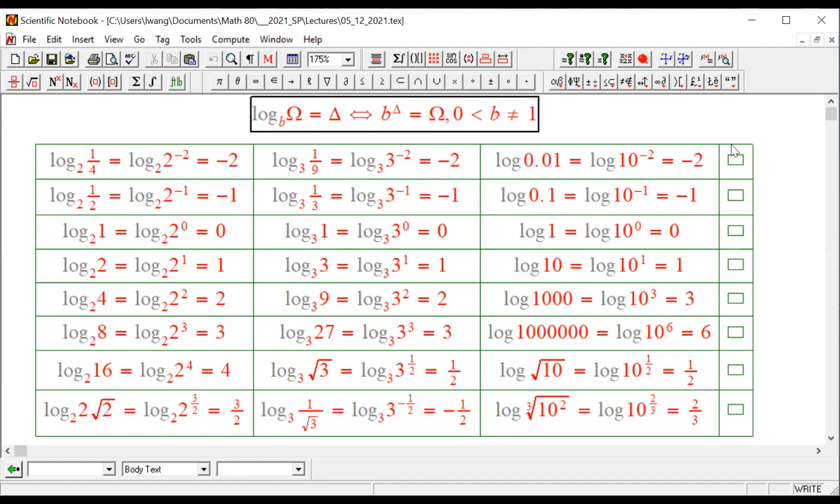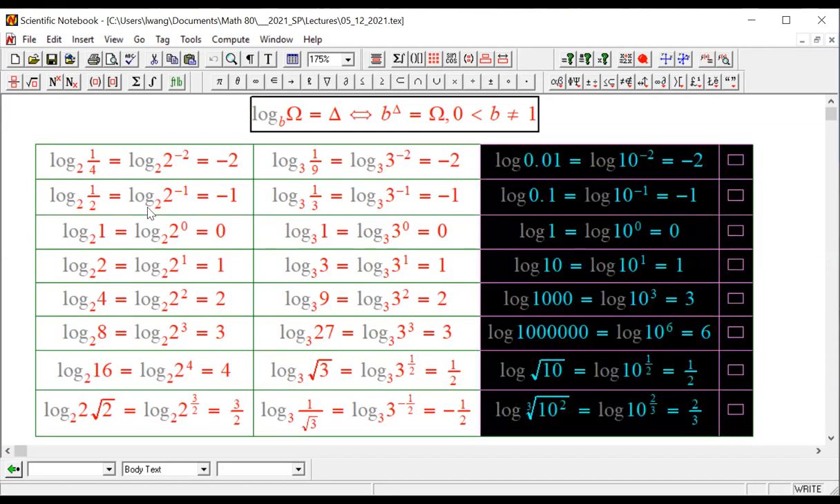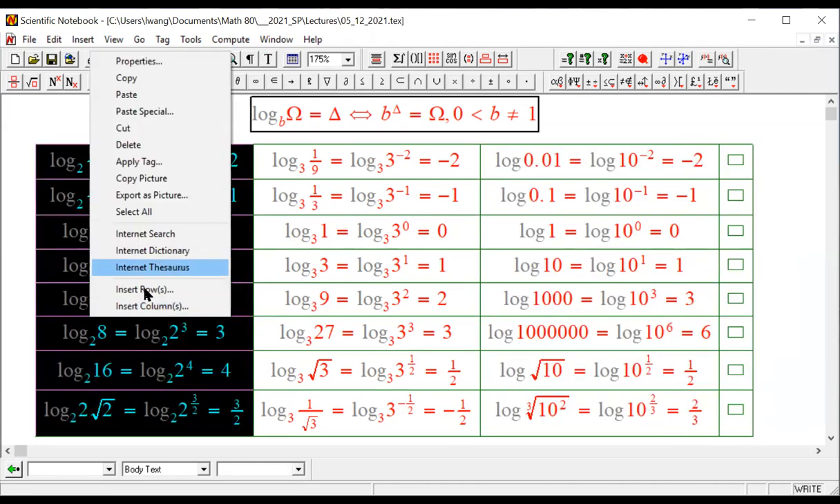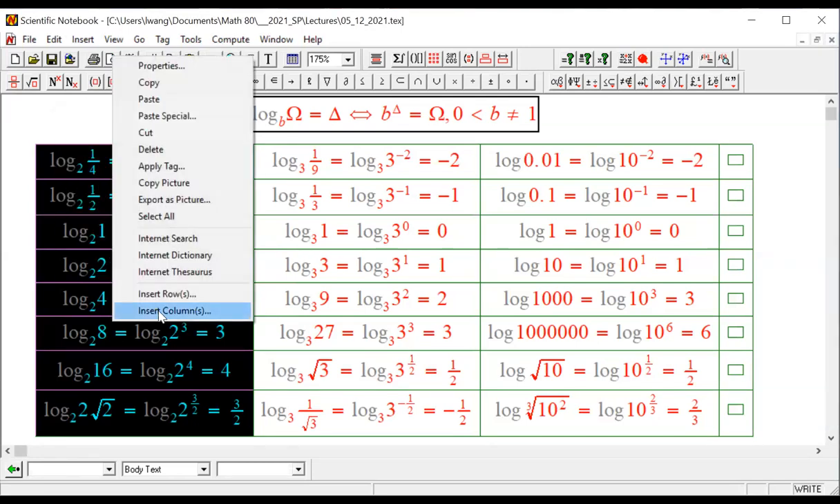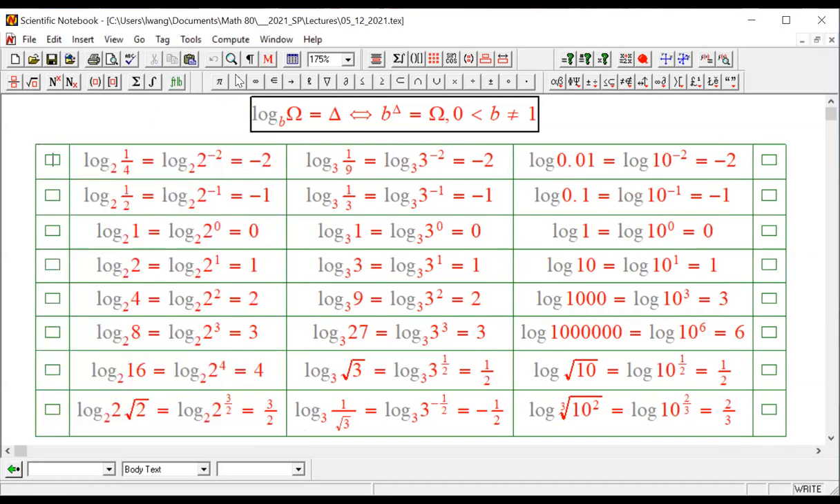Okay, so what a pattern. The pattern we're going to find, I'm going to number these columns. Okay, so this is number 1, number 2. We're on a pattern finding.